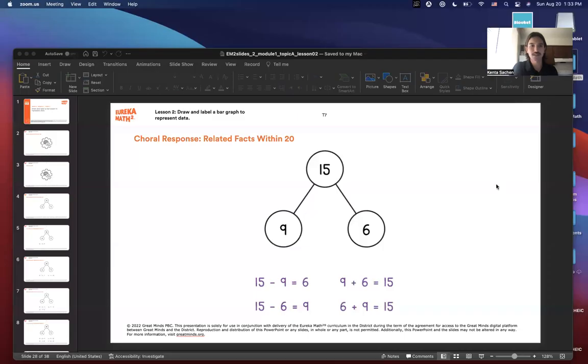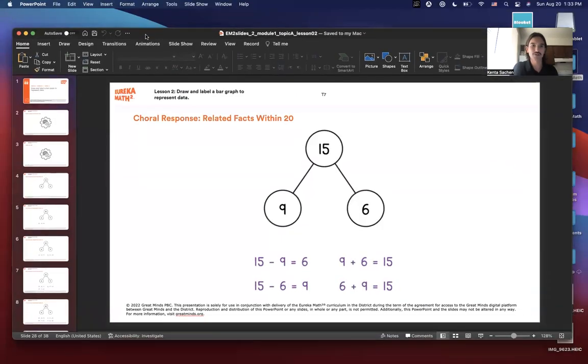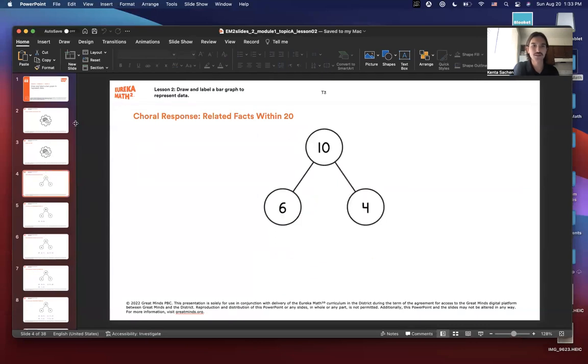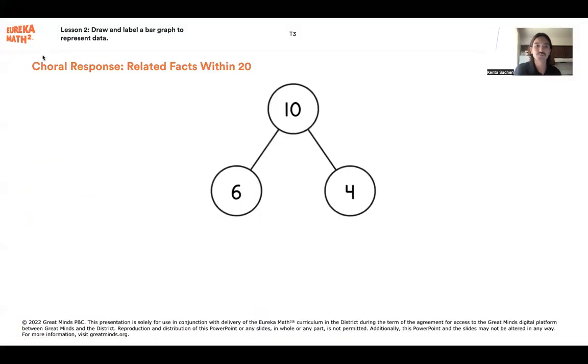All right, give yourself a little pat on the back, a high five in the air. Okay, and we're going to do a little activity that we started yesterday. You might remember these from yesterday. So let's work on our addition and subtraction facts here. So we can say, if we start with subtraction here, that 10 minus 6 is equal to 4.